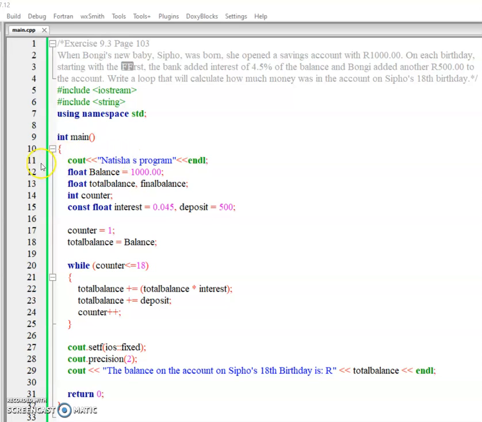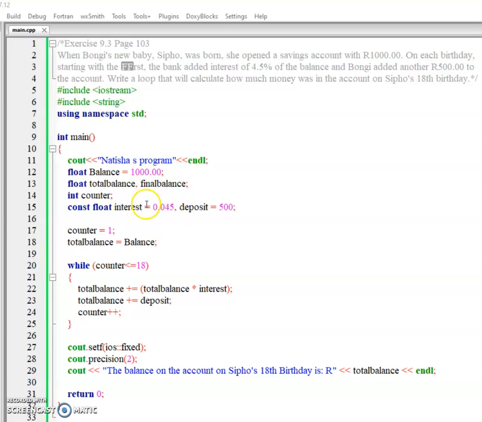Alright, in honor of her question, line 11 says, cout Natasha's program. Or it's Natisha. So balance equals 1,000 rand, that's the initial amount. Total balance and final balance are both declared to be float. The reason is we have rands and cents. Counter will always be an integer. That's because when we count 1, 2, 3, I won't count 1.5 people, 2.5 people, 3.5 people.